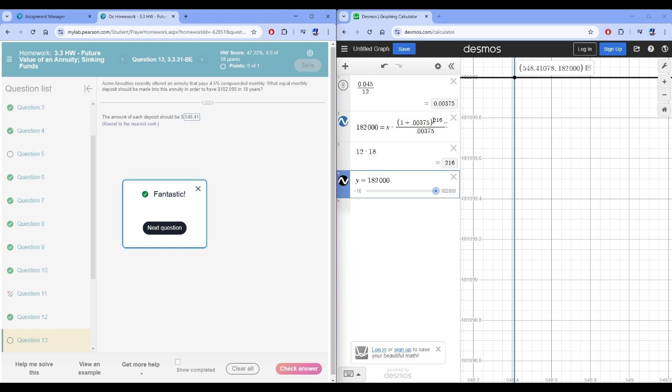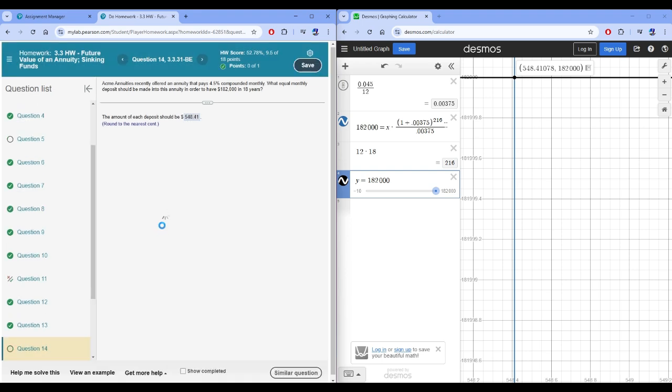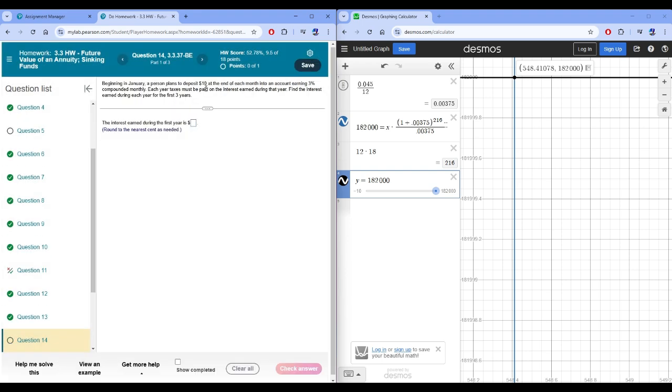Otherwise, this would all give you a number. Divide both numbers by that. It gives you X. All right, beginning of first employment, deposit $10 at the end of each month, earning 3% compounded each year. Taxes must be paid on the interest during. Find the interest earned each year during the first 3 years.